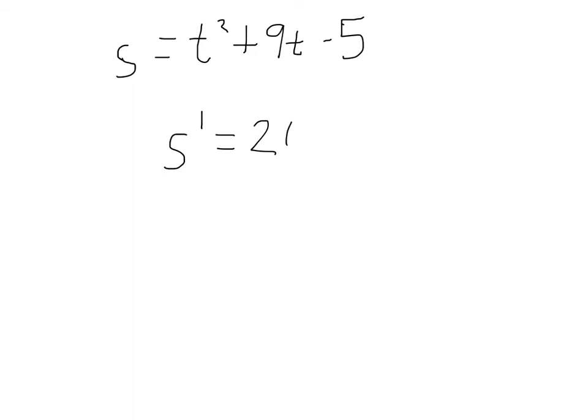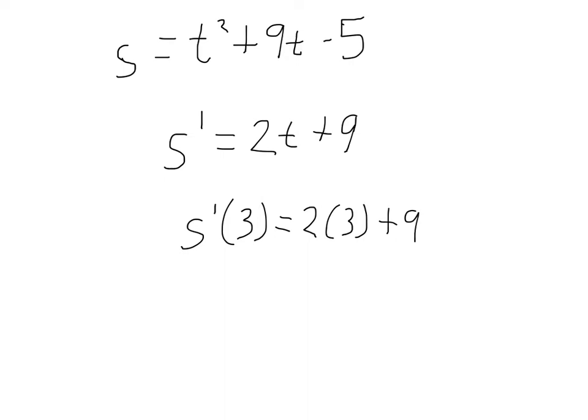Pushing on to number 5. The exact same type of problem, except this time they want the instantaneous velocity. S is equal to t squared plus 9t minus 5, and they want to know the instantaneous rate of change at t equals 3. So for the instantaneous velocity, we take the derivative. S prime is 2t plus 9. S prime at 3 is going to be 2 times 3 plus 9, and so we get 15.